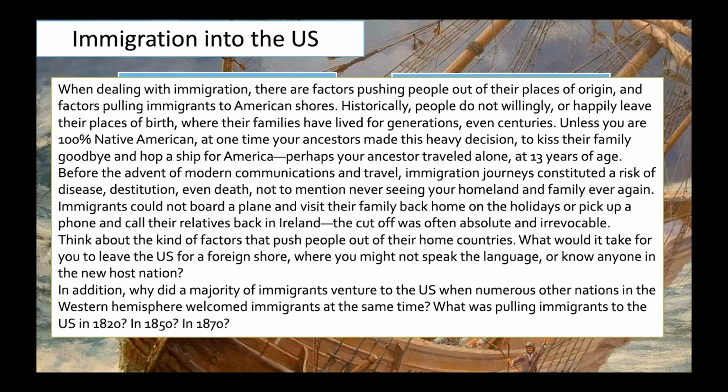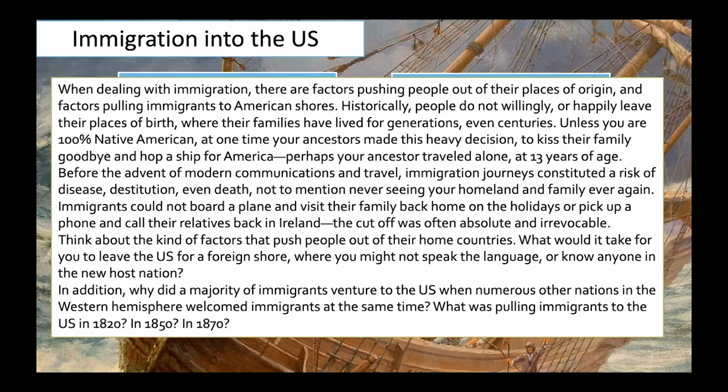When dealing with immigration, there are factors pushing people out of their places of origin and factors pulling immigrants to American shores. Historically, people do not willingly or happily leave their places of birth, where their families have lived for generations, even centuries. Unless you are 100% Native American, at one time your ancestors made this heavy decision to kiss their family goodbye and hop a ship for America.